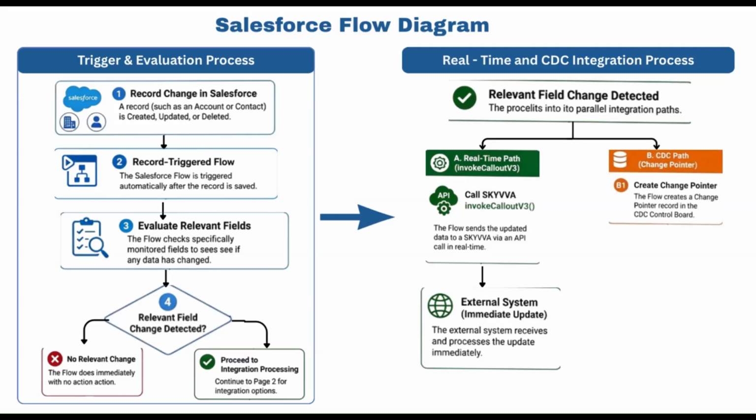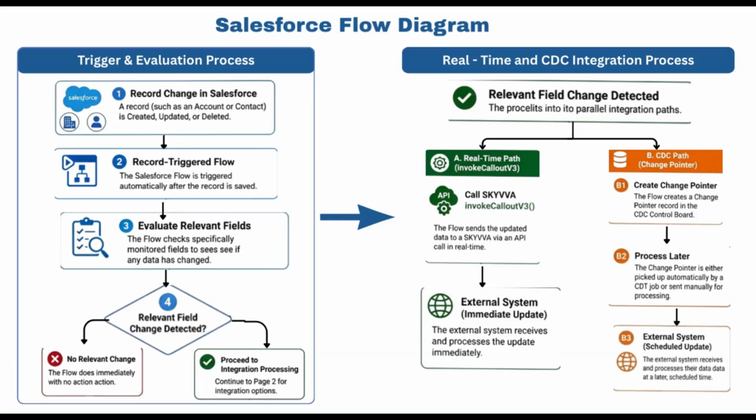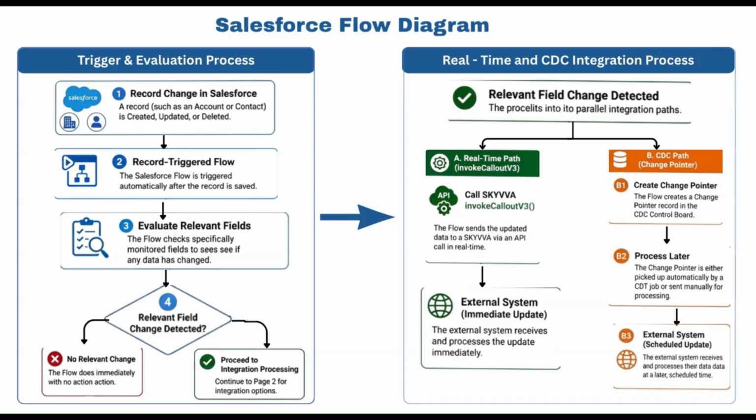2. Create change pointer record. The flow creates a change pointer record in the CDC Control Board. The change pointer is then picked up automatically by a CDT job or processed manually. The external system receives and processes the data at a later scheduled time.